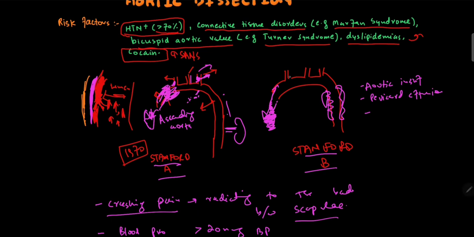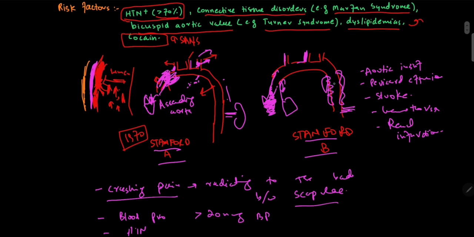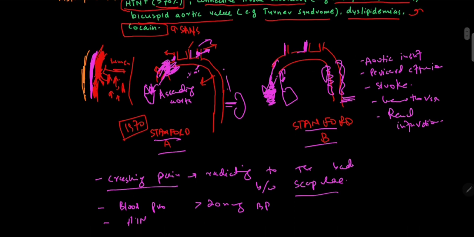Then a third thing it can do is that it can go up through the carotid arteries. And if it goes up to the carotid arteries, it can occlude them and cause stroke. Another thing is that in the lungs, if it extends to the pulmonary arteries, it can cause hemothorax. And then in the kidneys, like we talked about, it can cause renal infarction. So there are a lot of complications. It depends on where the dissection has extended.